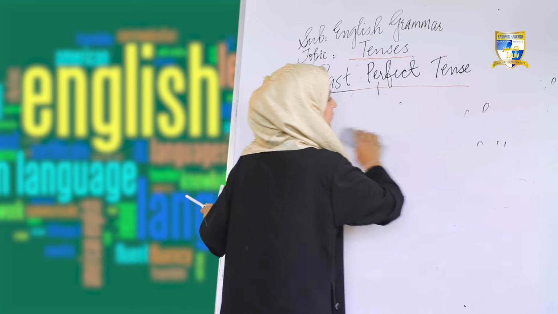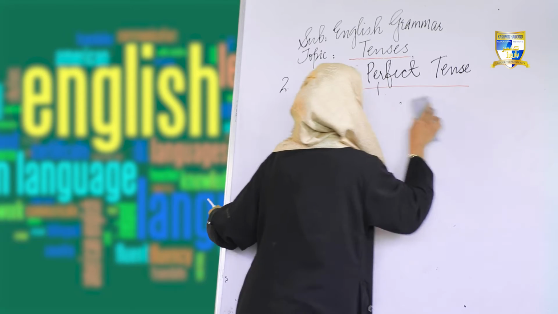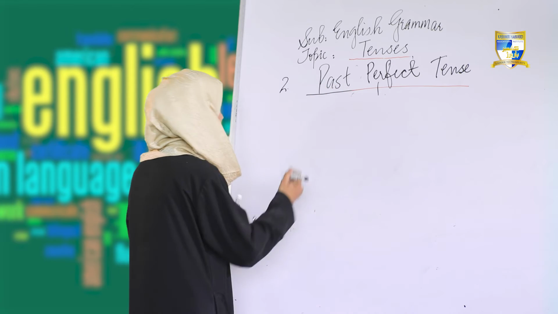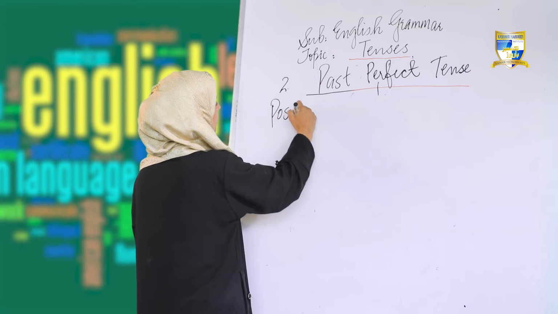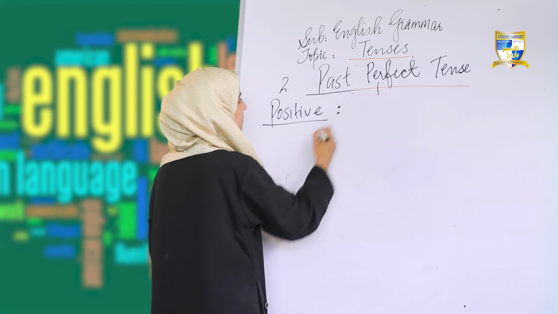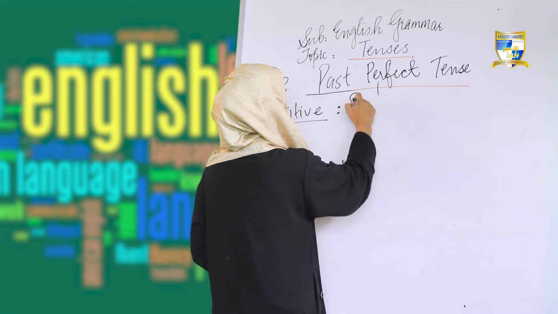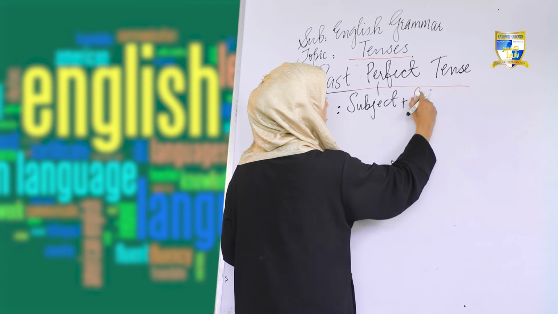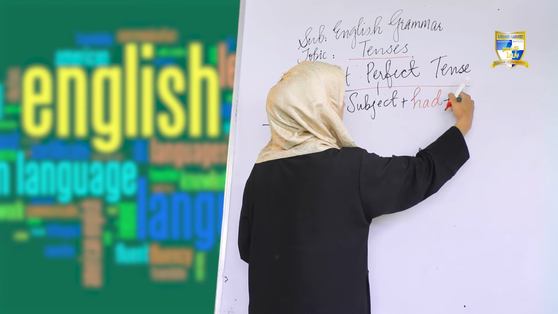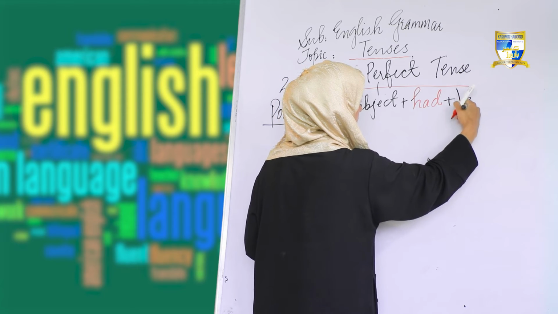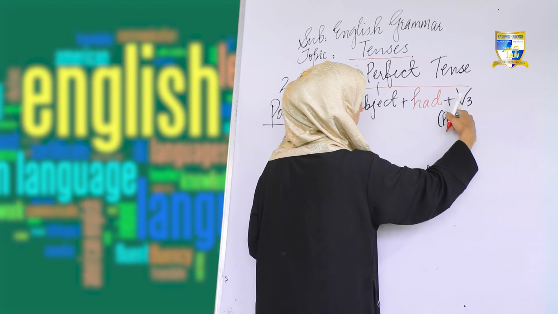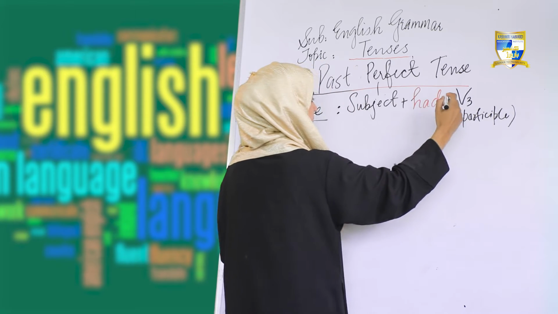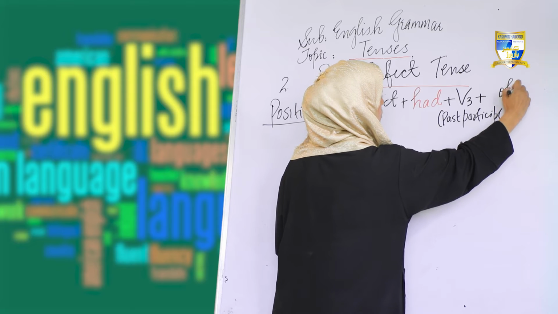Here we'll frame some structures, followed by the examples. We have the structure for a positive sentence with past perfect tense. It goes like this: subject plus had plus V3, past participle, plus object.